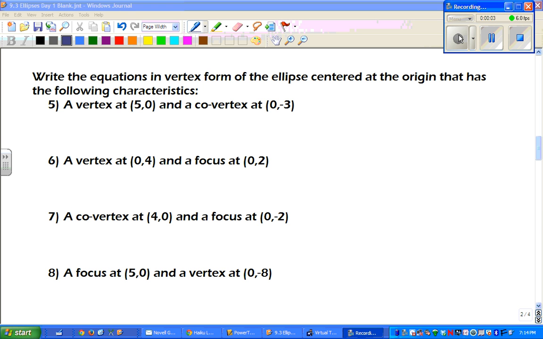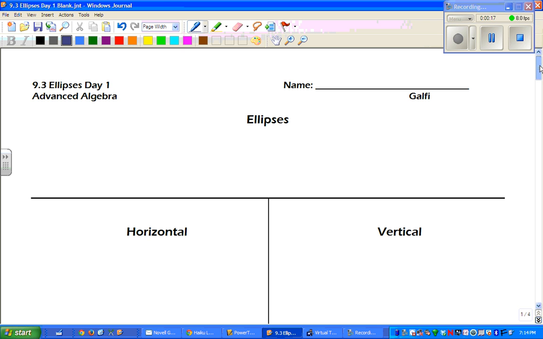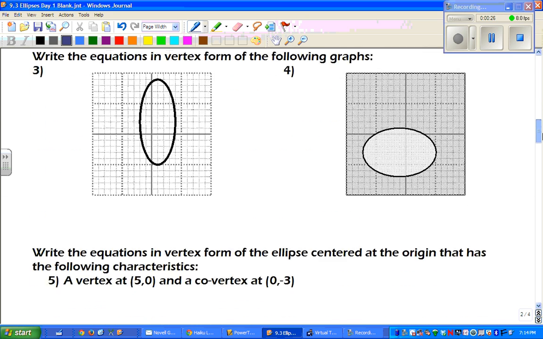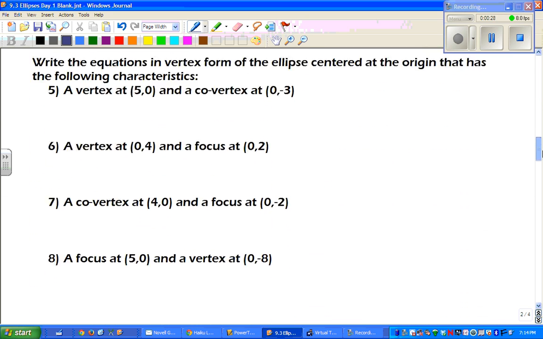Okay guys, so today we're going to go over some of the properties of ellipses that we didn't have a chance to cover yesterday. This is actually from yesterday's notes, the 9.3 ellipses day 1. We're going to scroll all the way down to the first problems that you didn't have to do for homework.